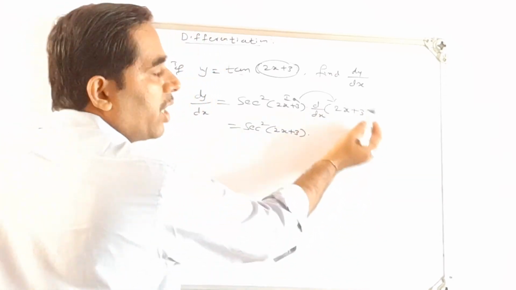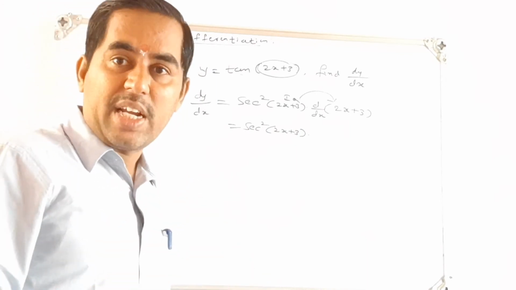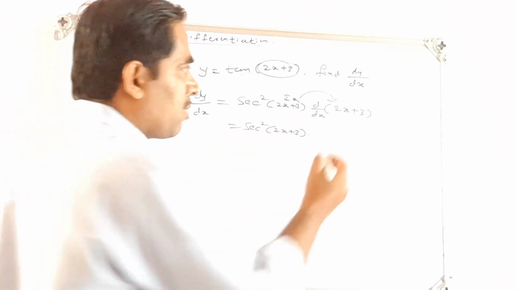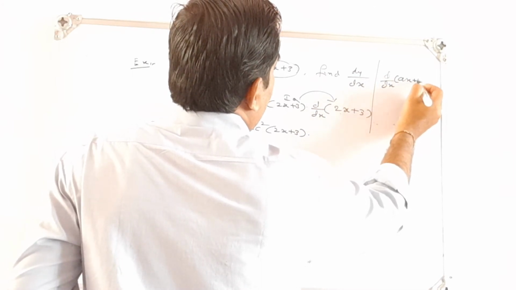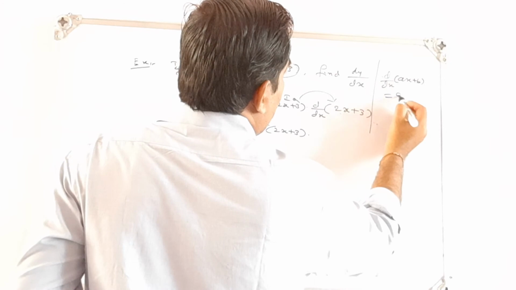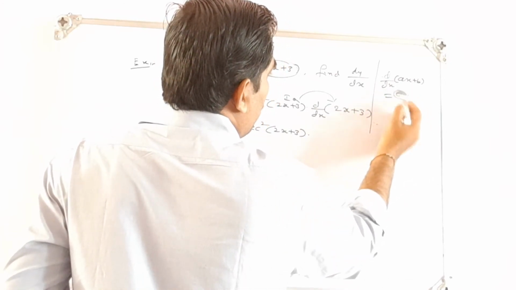How do you find the derivative of this? We told the formula: the derivative of ax plus b is the derivative of ax plus the derivative of b. You can take this a outside, so I will get a, and the derivative of x with respect to x is 1 only. So that is a only.